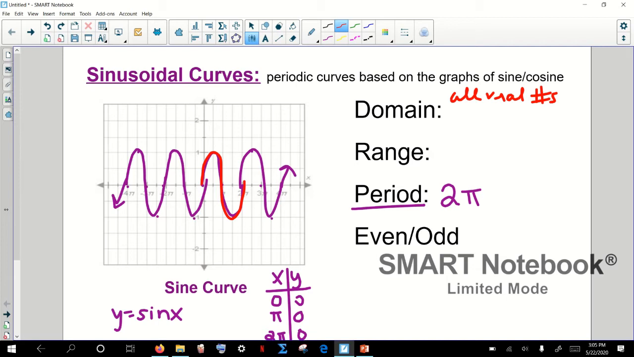And those are included in our graph. So we can do negative 1 to 1 with our hard brackets. Again, for domain, we could have also done negative infinity to positive infinity in our parentheses. And then, is this even or odd? This turns out to be odd because it's symmetrical across the line y equals x, not symmetrical across the y-axis.